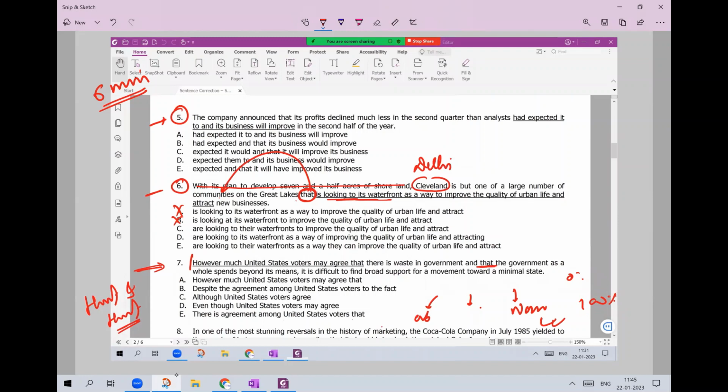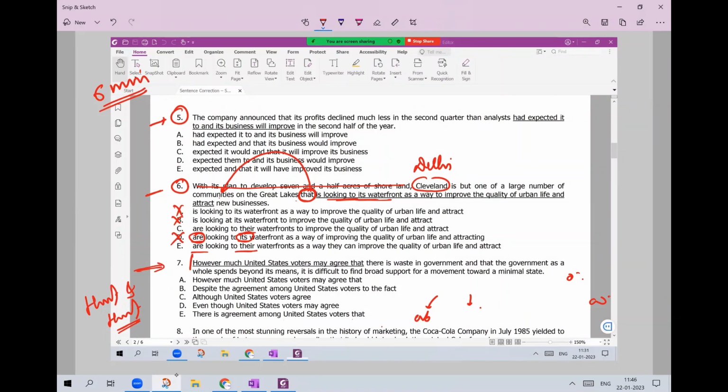Now look into what C, D, and E are. C says are looking to their waterfront. D says are looking to its waterfront. E says are looking to their waterfront. So are and its is 100% wrong over here. Makes no sense at all. Subject verb agreement error. You can't say are and its. It has to be are and their. You have to scan the answer choices, guys.